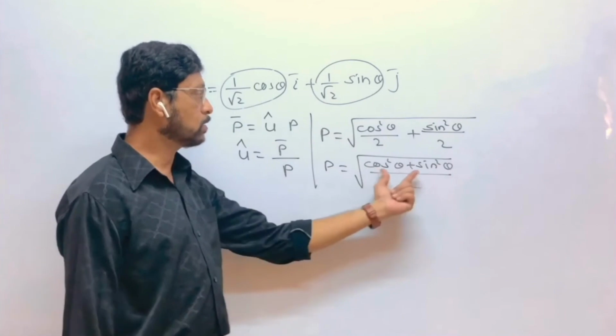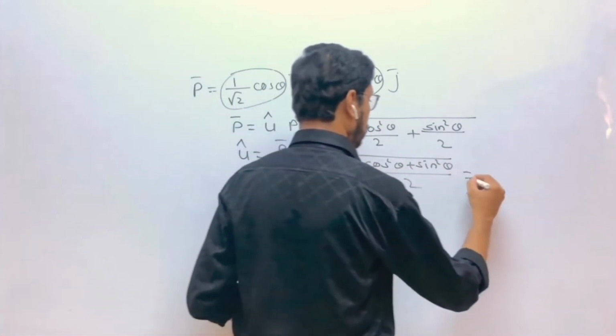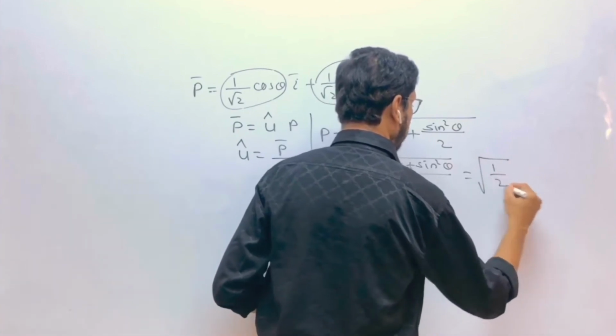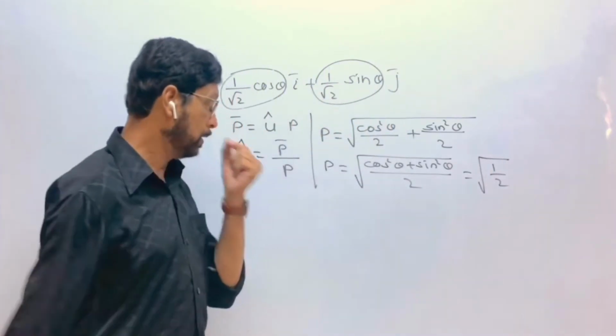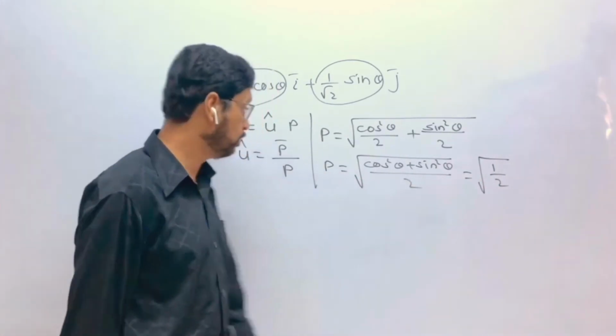So P is equal to under root cos square theta plus sin square theta upon 2. And what is cos square theta plus sin square theta? 1. So this is equal to under root 1 by 2. So the magnitude of vector P is root 1 by 2.